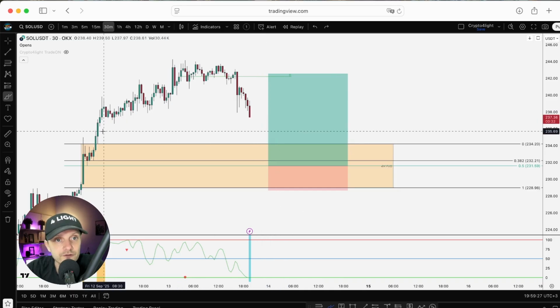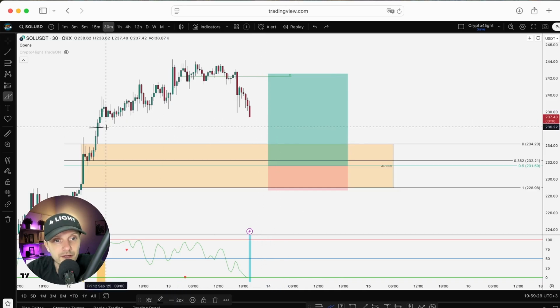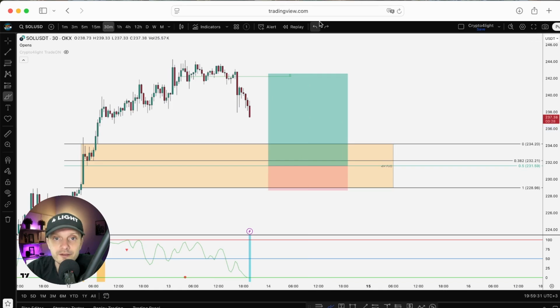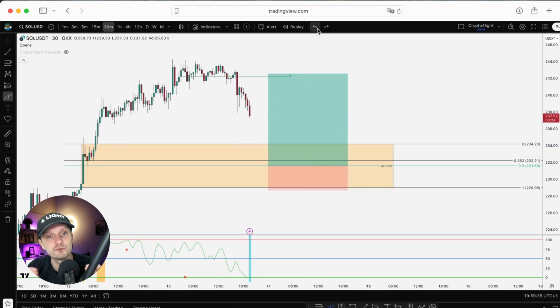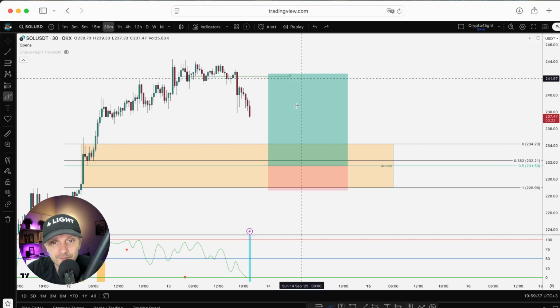Why? Because on the 30-minute time frame, here's like a magnet, the gap on the 30-minute time frame. But it's not that important because anyway, under it is a more juicy gap on the 4-hour time frame. But this is a potential long position.